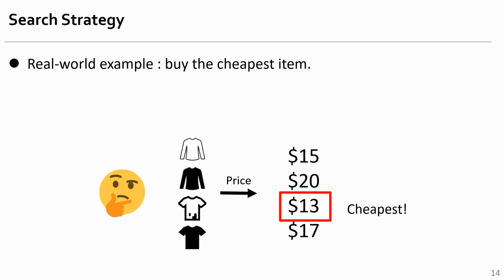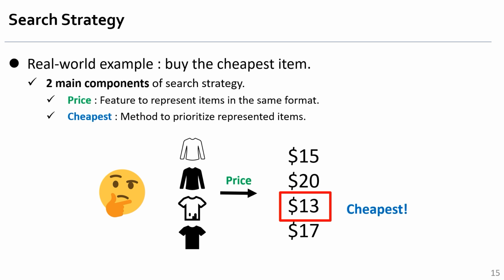Those methods are called search strategies. Then let's see a simple real-world example. When we want to buy the cheapest item, we will follow two steps. We first check the price of all items and select the cheapest price. This simple example shows us two main components of a search strategy. The price works as a feature to represent all items in the same format, and selecting the cheapest price works as a method to prioritize those represented items.